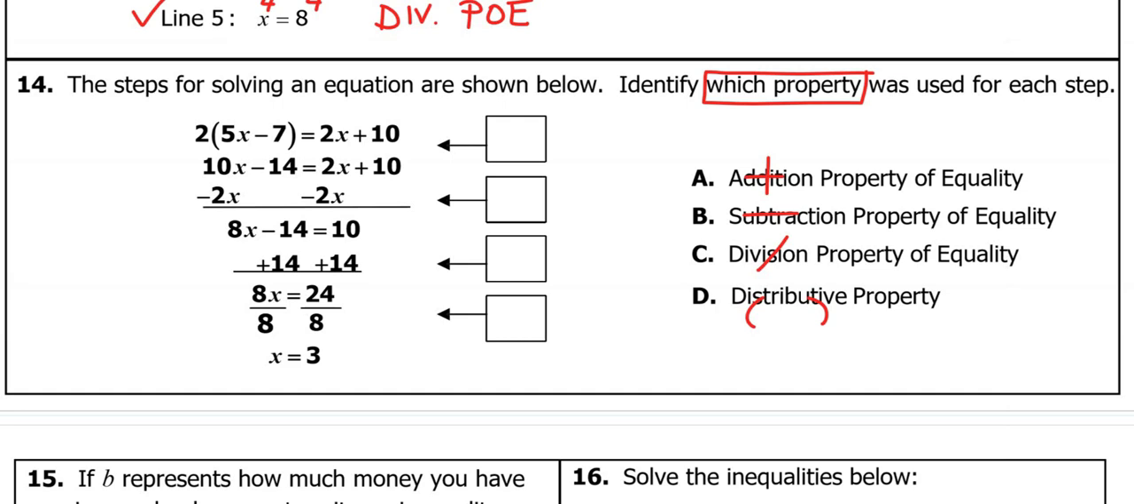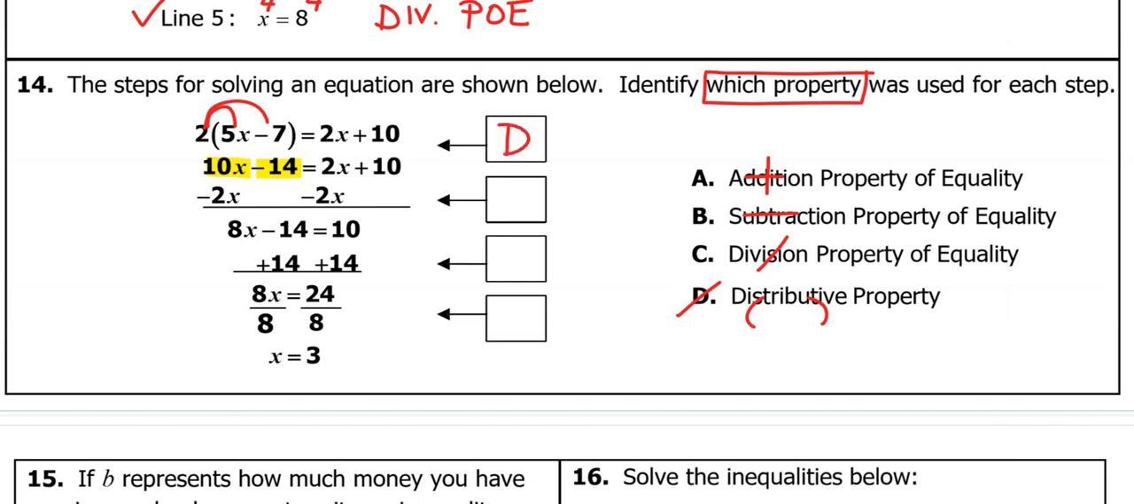First thing they give you, 2 times 5x minus 7 equals 2x plus 10. Okay, so that's given to you. That's not going to require any property. Now let's take a look at the next step. So we have 10x and minus 14 on the left instead of having parentheses. Now what would have happened? Well, you would have distributed 2 to the 5x and gotten 10x. 2 times -7 is -14. So they had to have distributed in order to get to the second line here. So if we distributed to get from line 1 to line 2, that means we use the distributive property.